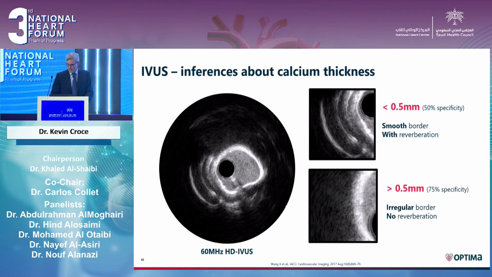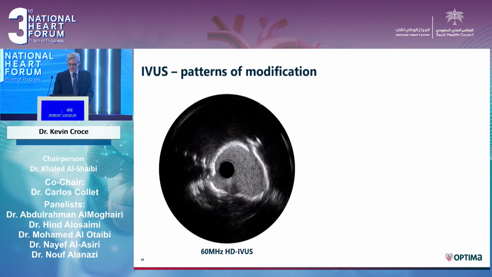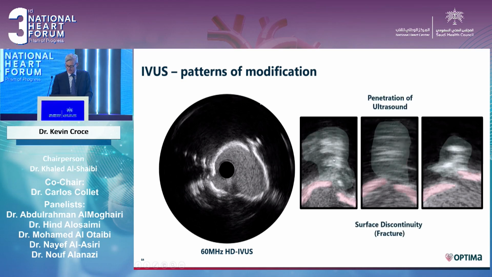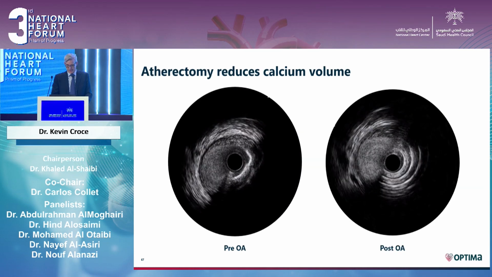Thinking about whether there's no reverberations and if the border of the IVUS is irregular, shown here, it often suggests with 75% specificity that the calcium is relatively thick. Patterns of modification are shown here. You can see fractured calcium, and when you fracture the calcium, you're able to see past the fractures with gain of depth of resolution of the IVUS into the vessel wall. So seeing the fractures and being able to see these tissue structures afterwards means there's been adequate modification. You get better penetration of the ultrasound.